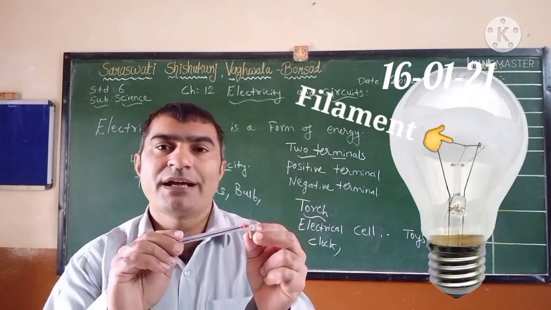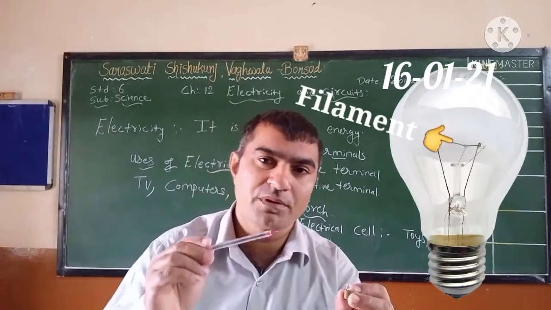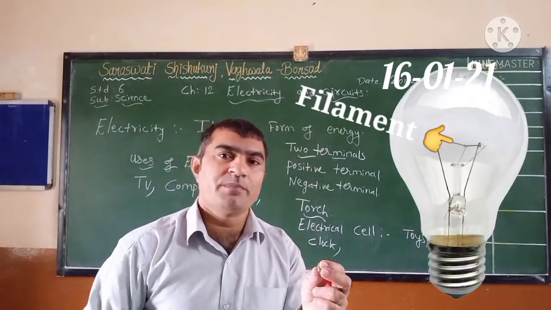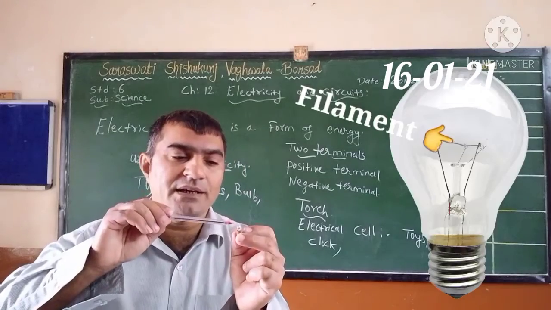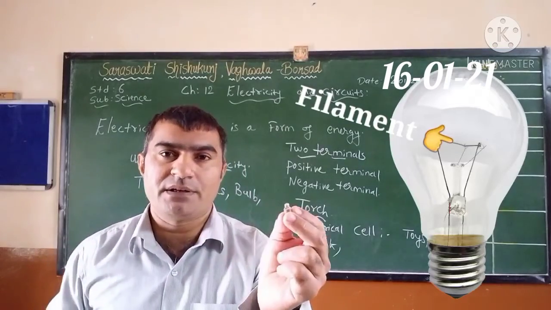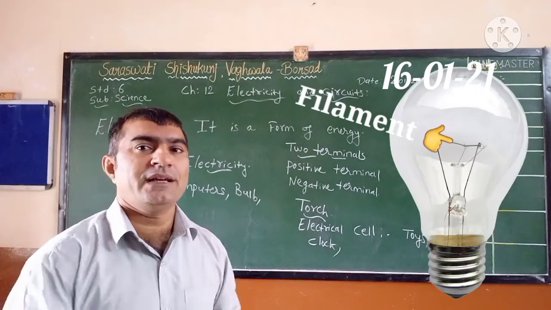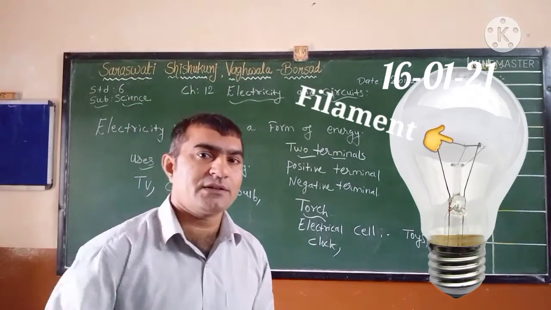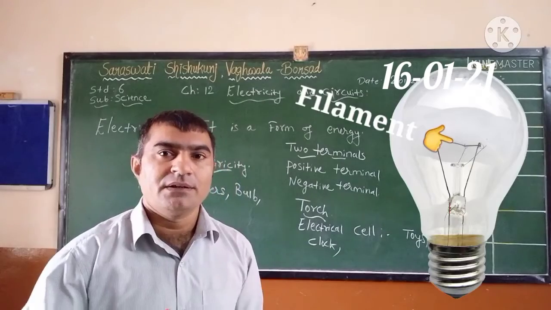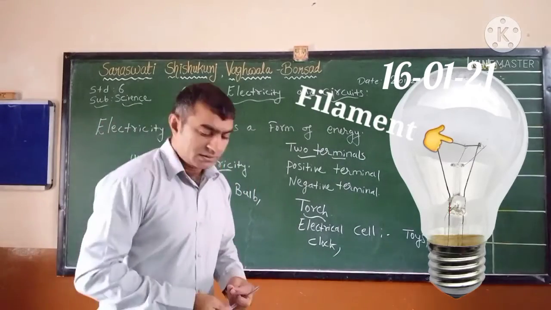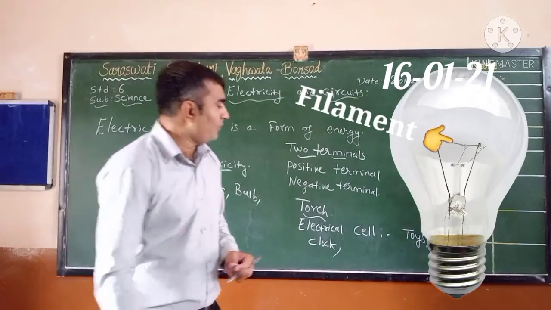and it is made up of glass. So we can say the bulb is made of glass and its base is made up of metal, and inside it a thin wire is there. I'll show you the picture of the bulb. Inside the bulb a thin wire is there, and that thin wire is known as the filament.